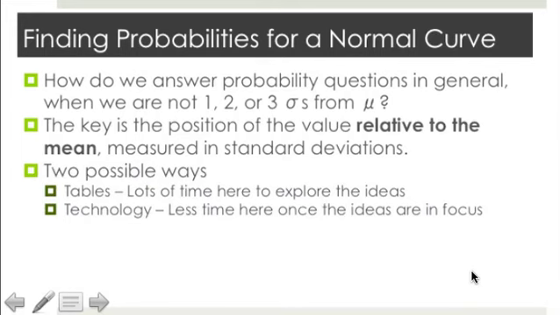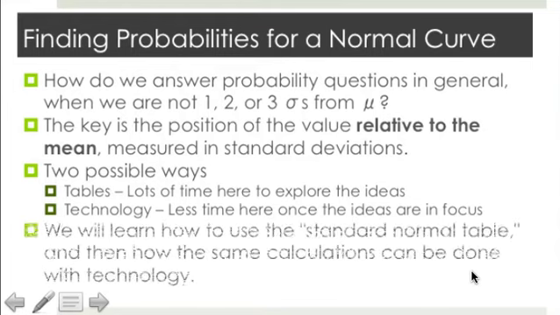There's two possible ways for us to do this in this course. The first one is with tables. This will take a lot of time here in this video because we want to explore some of the ideas that are important. And the second one is to use technology. We'll spend less time in this course discussing how to do this because we'll have the ideas in focus, and so the technology will be there just to help us. So what we're going to do here is learn how to use the standard normal table and then how to do some calculations with technology.